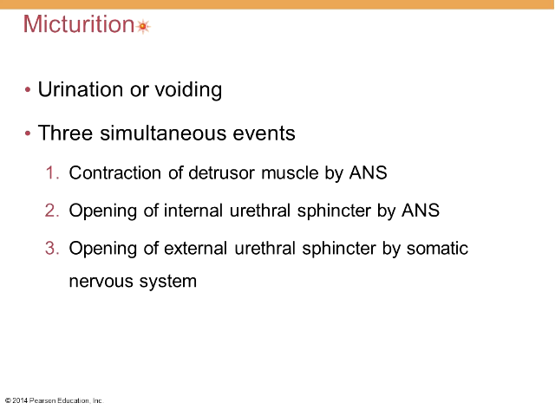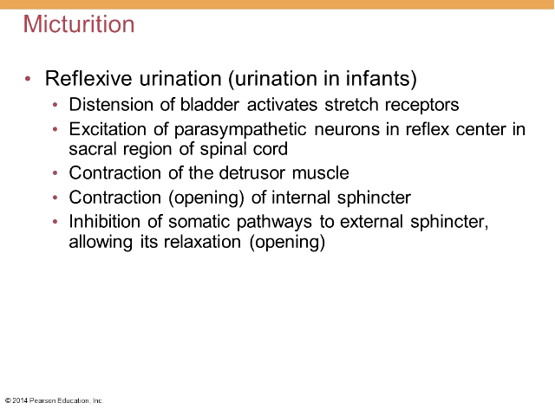So we talk about micturition. That's really peeing, urinating, voiding. All those terms are accurate, and there are three simultaneous events that occur. There's contraction of the detrusor muscles by the autonomic nervous system, and there's opening of the internal urethral sphincter by the autonomic nervous system. Now, those are somewhat automatic. The opening of the external urethral sphincter is by the somatic nervous system or the voluntary nervous system. And this is how we control the time and place of our urination.